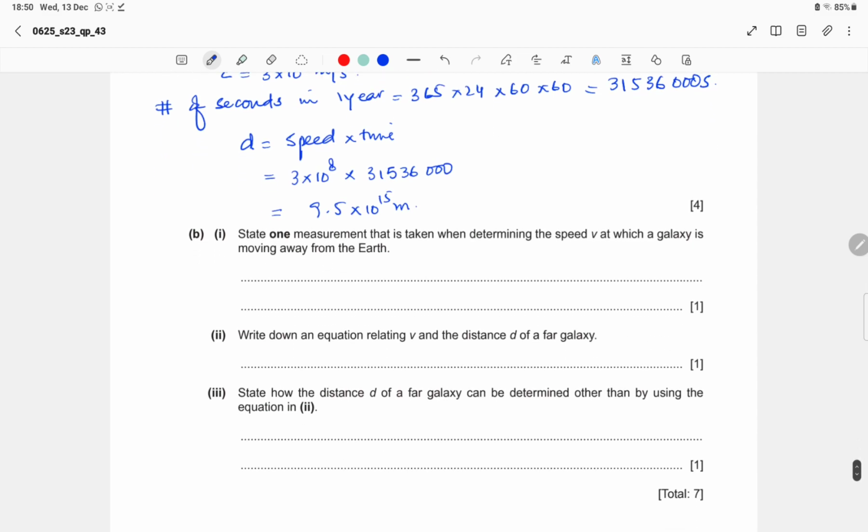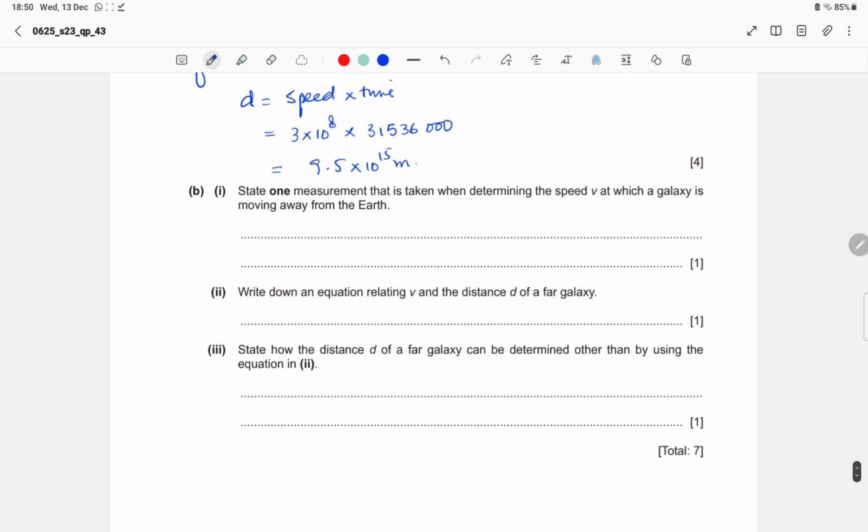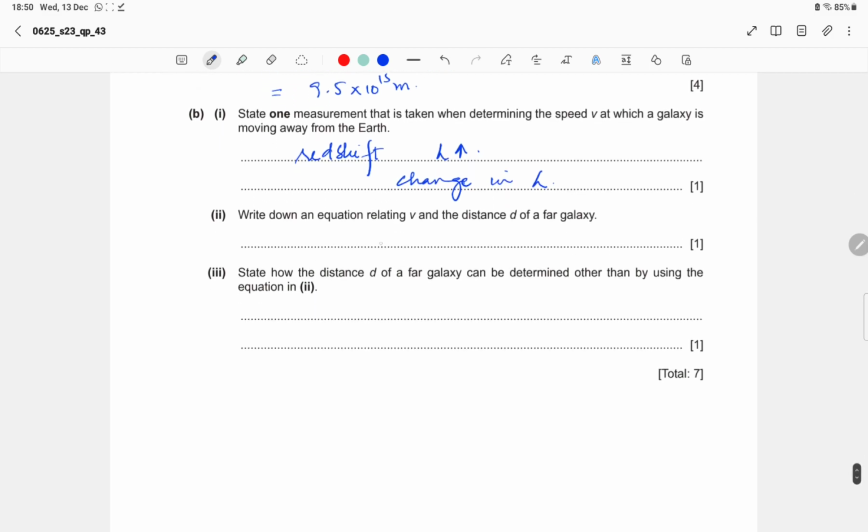State one measurement that is taken when determining the speed v at which a galaxy is moving away from the Earth. So it's going to be a redshift, in which the wavelength increases, so there will be a change in wavelength. Write down the equation relating v and distance for a far galaxy. So it's the Hubble constant equation, and that is going to be H naught equals v over d.